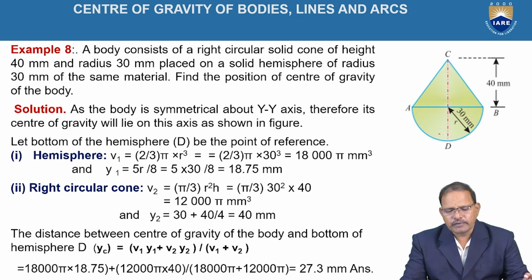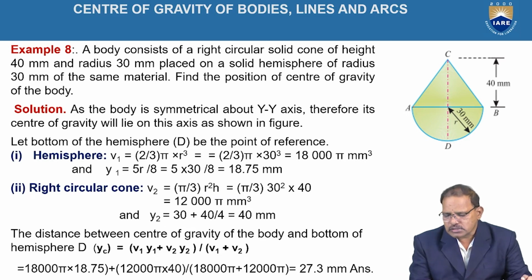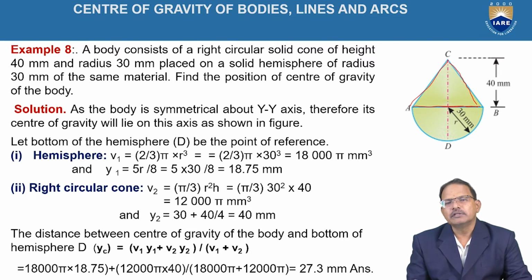A body consists of a right circular solid cone, having base radius equal to 30 mm and height equal to 40 mm. And it is placed on a hemisphere of the same radius. It is like this now. So find the position of the center of gravity of the body.